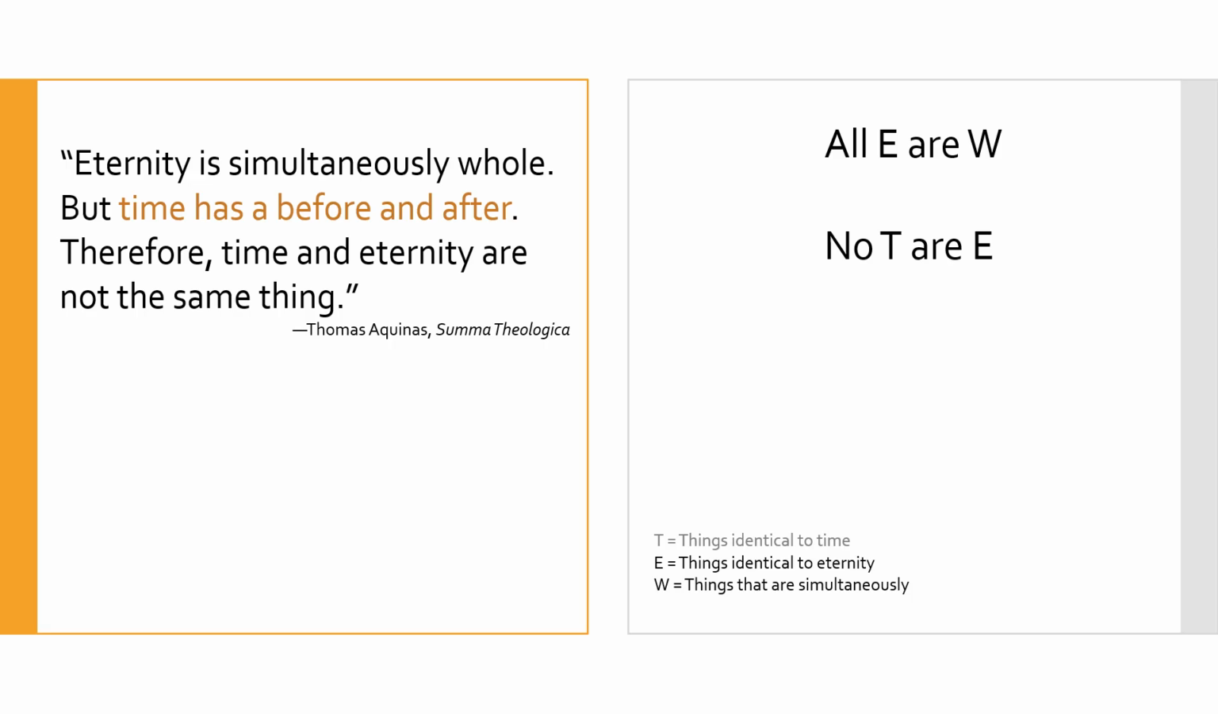And then of course we have the second premise, and this one's more ambiguous, but notice that at some point what we have to do is take the two terms left over and put them together. Our minor term is time, and now we know that our middle term is things that are simultaneously whole. And so if we just stick with those definitions or translations, to say time has a before and after is essentially telling you time is not simultaneously whole. And so if we want to translate, what we end up with is something like no things identical to time are things that are simultaneously whole.